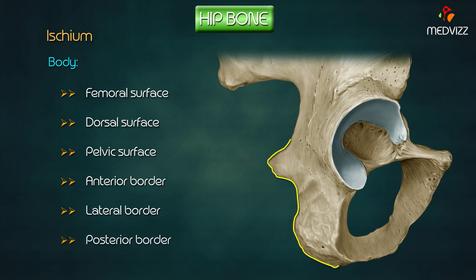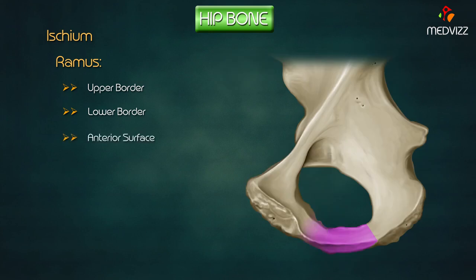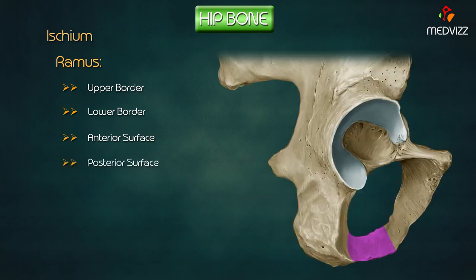Posterior border is continuous above with the posterior border of the ilium and helps to form the greater sciatic notch. Ischial spine is a projection at the end of this border. Ramus. It extends upwards, forwards, and medially from the body of the ischium to join the inferior ramus of the pubis. It has 2 borders and 2 surfaces. Upper border, lower border. The anterior surface, which is continuous with the anterior surface of the inferior ramus of the pubic bone.